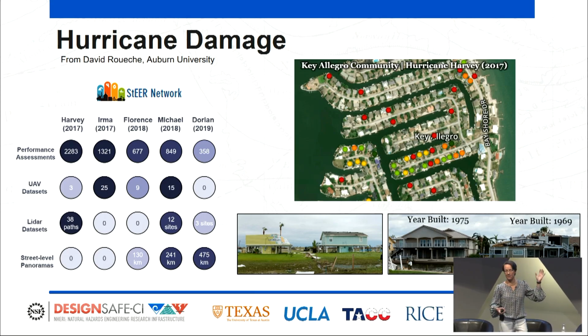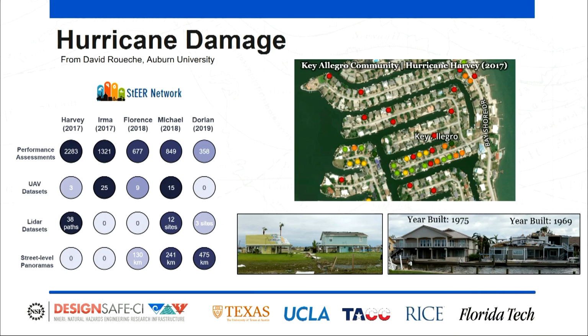And so you can see here as an example some of the work that the STEER network is doing just over a two to 3 year period in terms of collecting data about hurricane damage. Hundreds and thousands of performance assessments, individual buildings. They're bringing in new technologies such that the Rapid Center provides us, UAVs, LiDAR, and even more recently using the idea of street view, so street level panoramas. 400 or 200 kilometers worth of street view data that is now at our fingertips to analyze to get a broader idea of the damage.